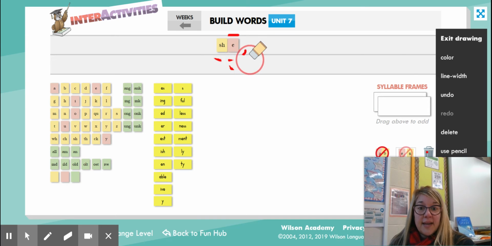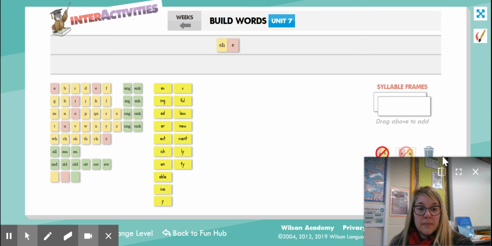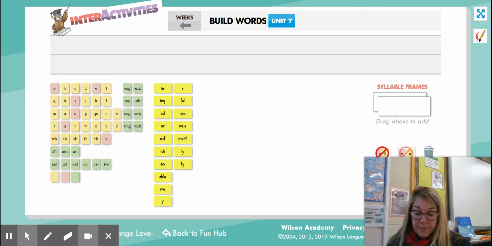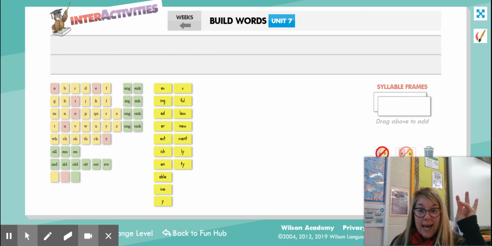If I want to look at another word, I'm going to clear my board, and now this time I want to build the word why. The question word, why? Why didn't we have school for 2 days? It was very snowy. So if I tap that, I hear why.